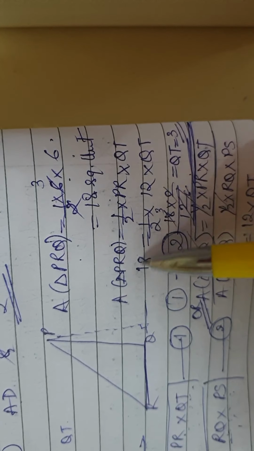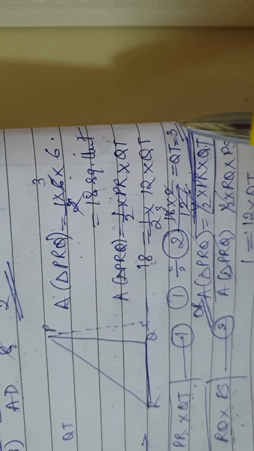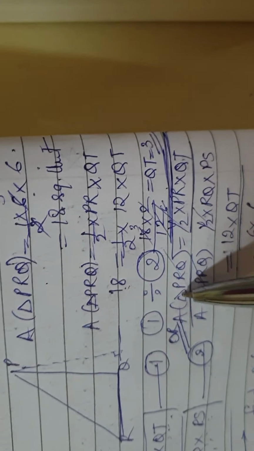So cross multiply 18 into 2 upon 12 and I get QT is 3. So this is one way of doing it. Or we could have done it. We found the areas, right? Take the ratio of the areas.